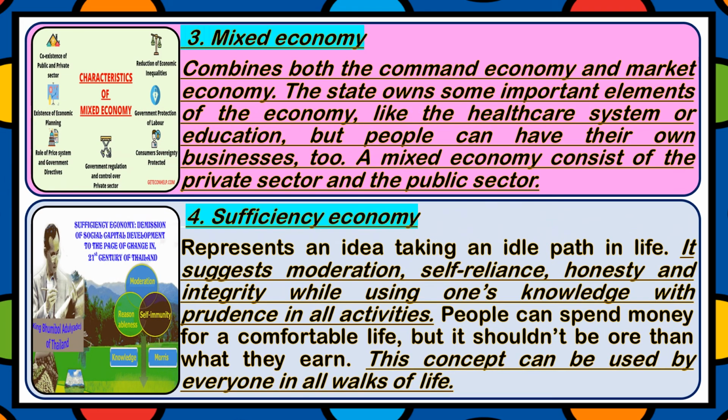And the last one that we have is sufficiency economy. It represents an idea of taking the middle path in life. So it suggests moderation, self-reliance, honesty, and integrity while using one's knowledge with prudence in all activities. And this type of economy was planned by King Bhumibol Adulyadej when Thailand's economy in 1997 was very down. So this concept can be used by everyone in all walks of life, meaning even if you are rich or even if you are poor, you can use this type of economy.